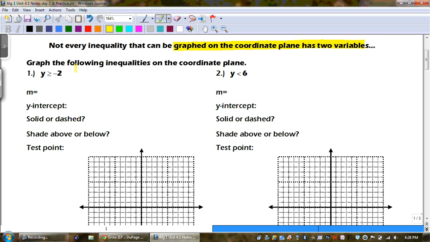Reading the directions, it says to graph the following inequalities on the coordinate plane. We know that y is greater than or equal to -2. Just by looking at this, I don't know what my slope is right now. My y-intercept, well, it's a special case, so I'm not sure what to put there yet. But is it solid or dashed? Looking at the inequality, that tells us that it is solid. And are we going to shade above or below? It tells me that I'm going to shade above.